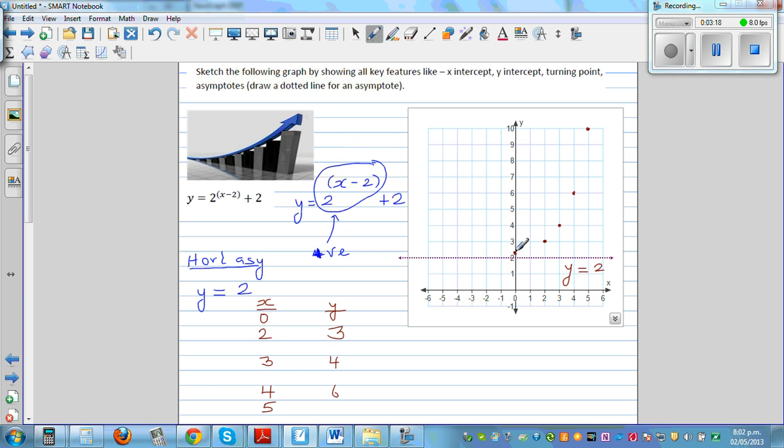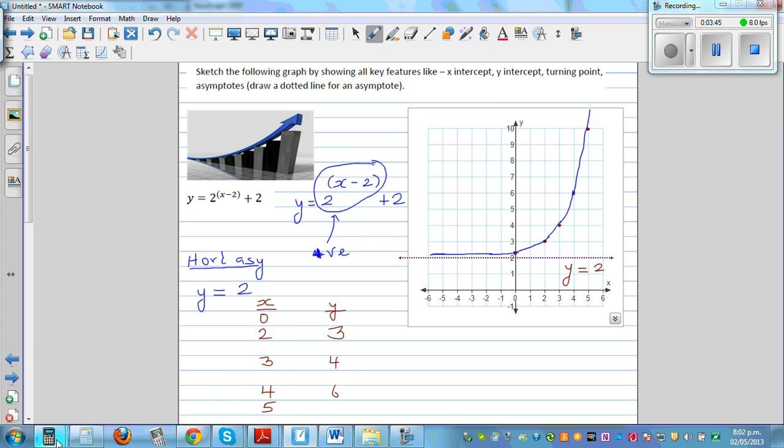And here the graph would look like this. This graph will go, and this will be approaching 2. So this is an asymptote. As you go to the negative values, this will be approaching 2. It will be very close to 2, but it will never be equal to 2. It's always going to be above 2. So this graph will go on.